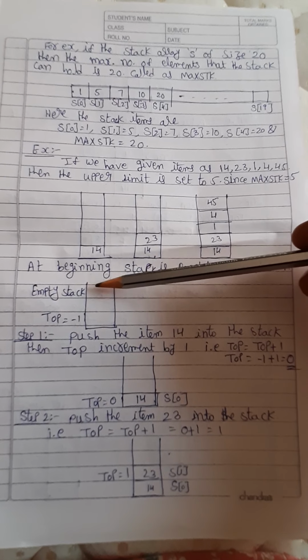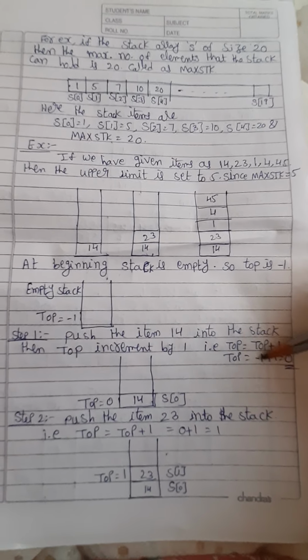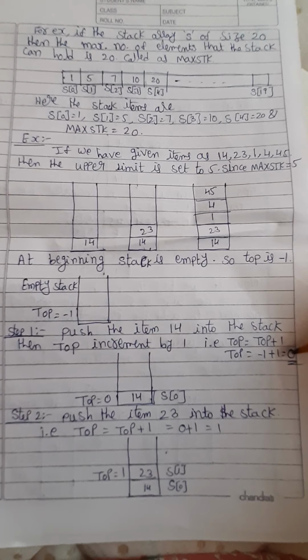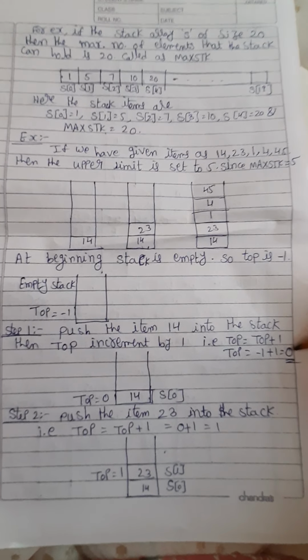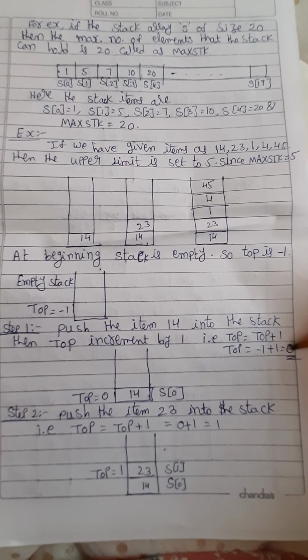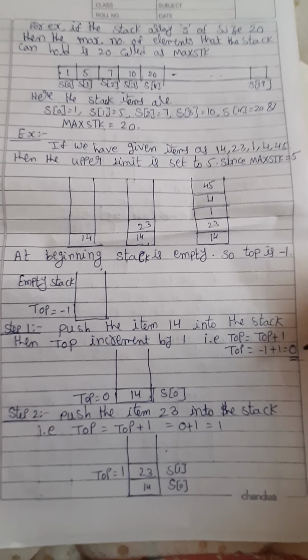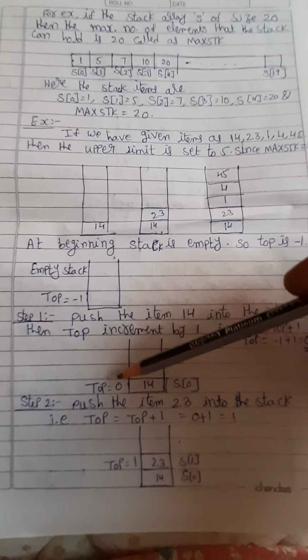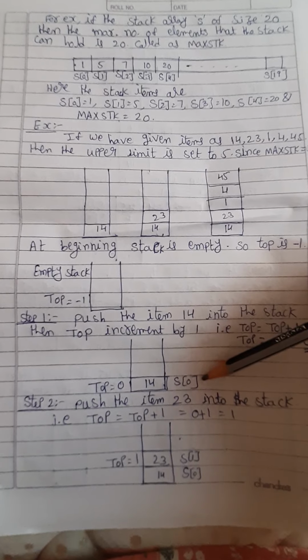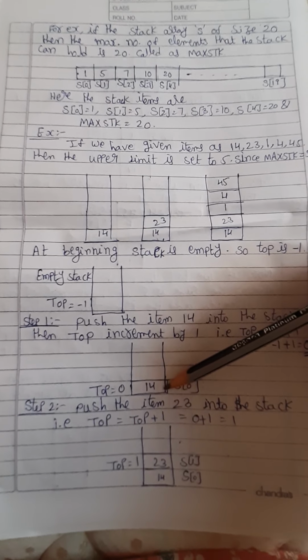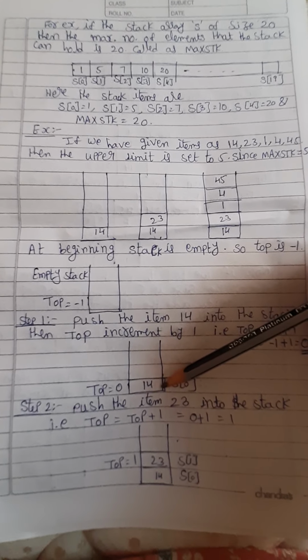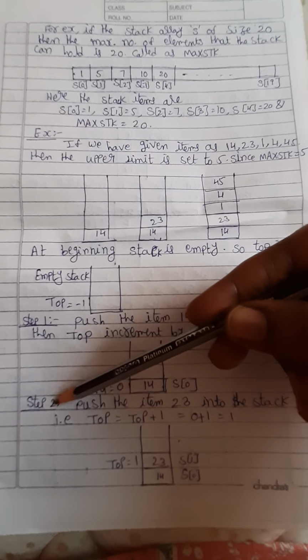Automatically at the beginning it is minus 1. Then we have to increment by 1, so plus 1. We are going to insert the element into the position S of 0. That means top equal to 0, S of 0. In the place of S of 0 we have inserted the element 14. And see the next step.